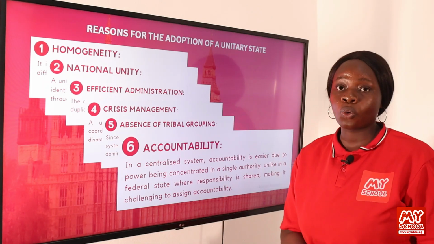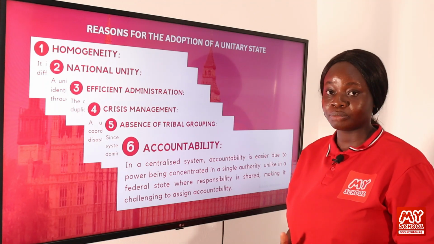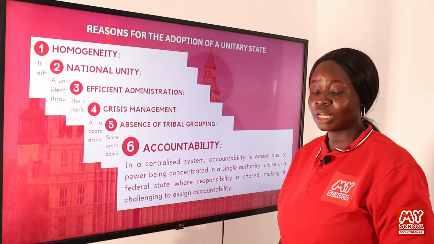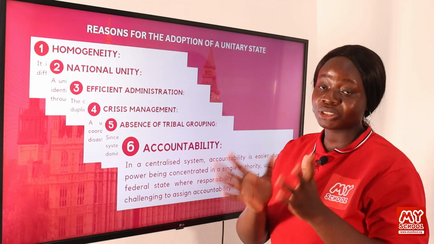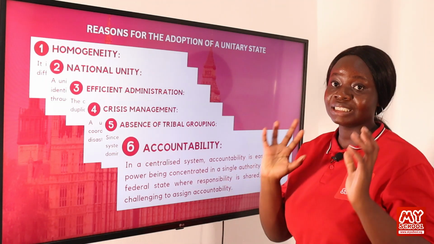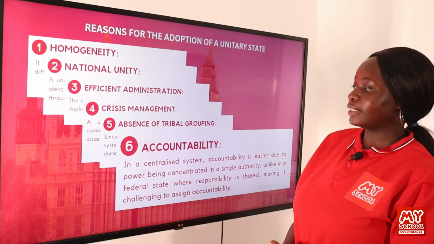So in order for accountability to exist within a state, it's important to have a unitary system. So when there is a problem within the state, you know where to lay the blame, and you know whether or not that particular official needs to retain his position. So accountability is ensured in a unitary state. Let's move on to another reason.